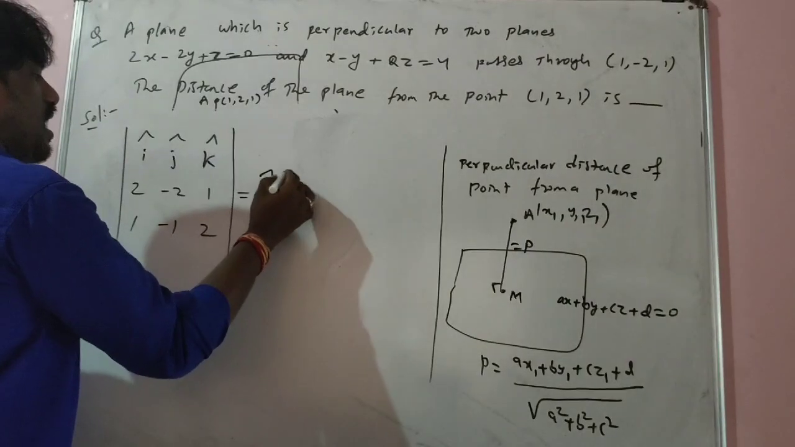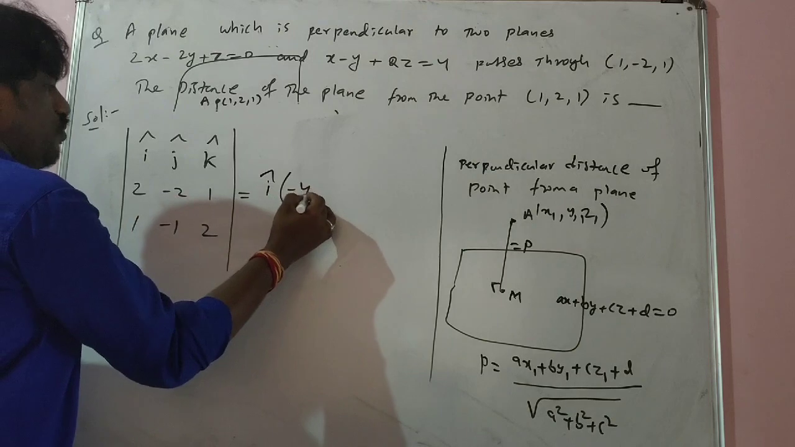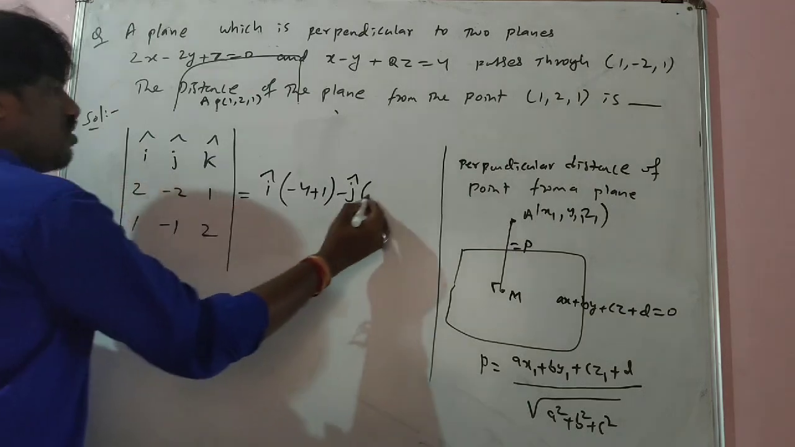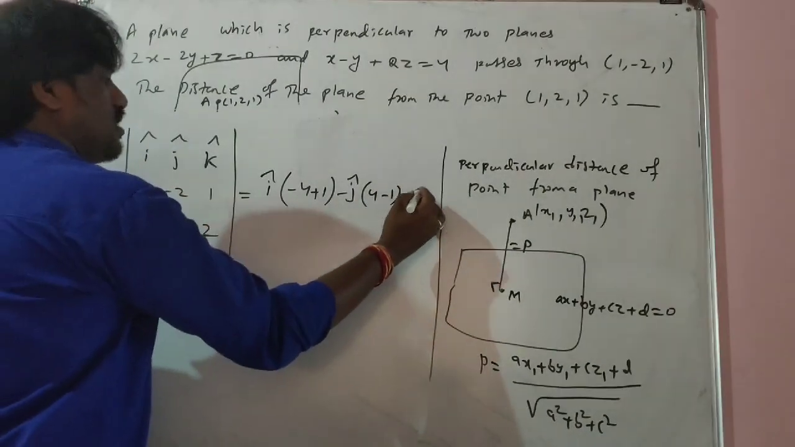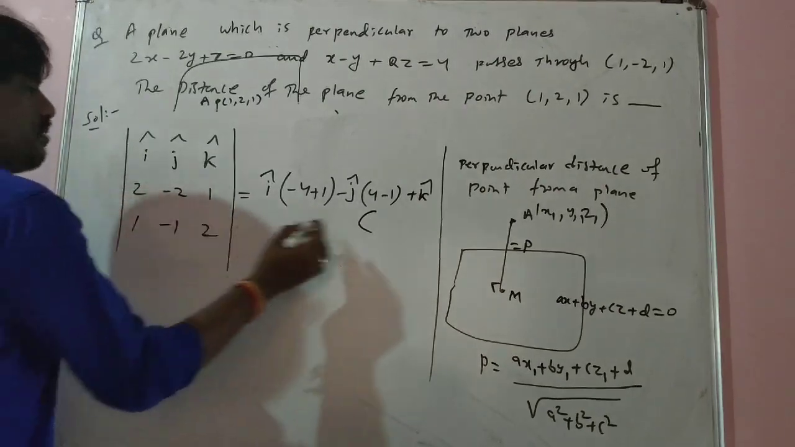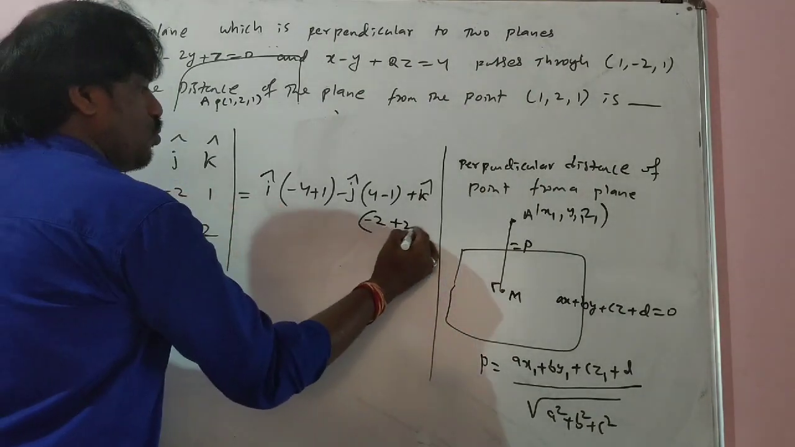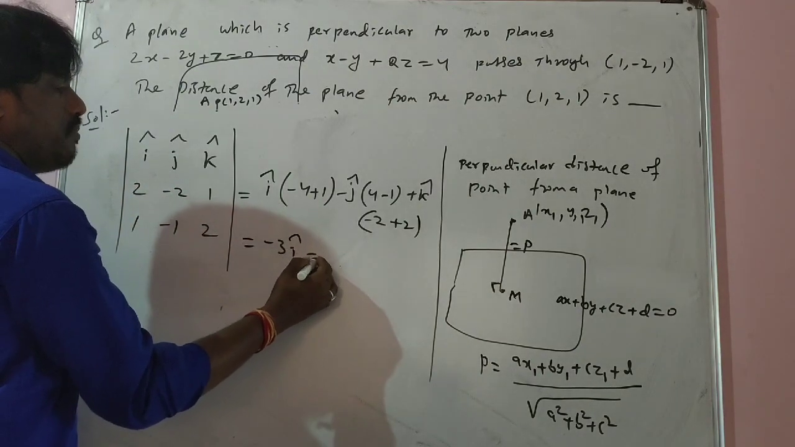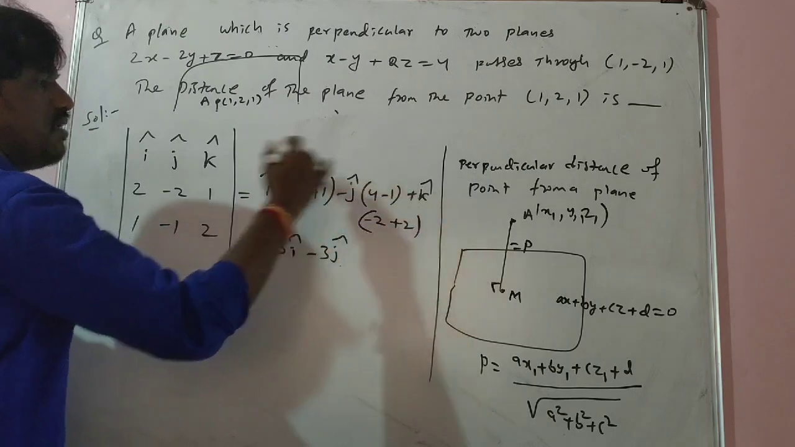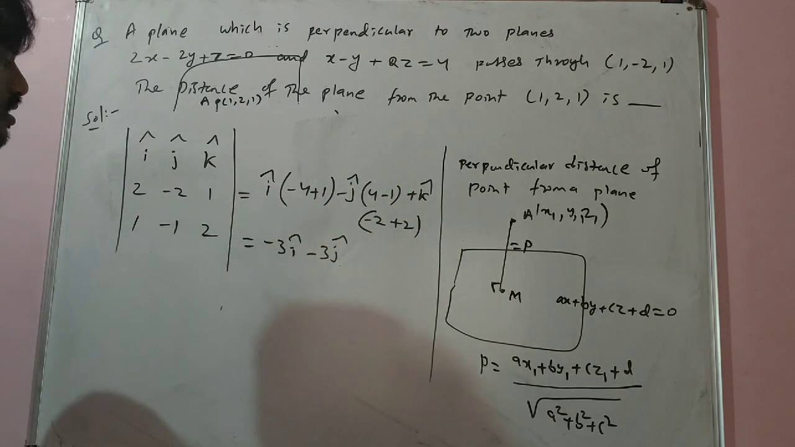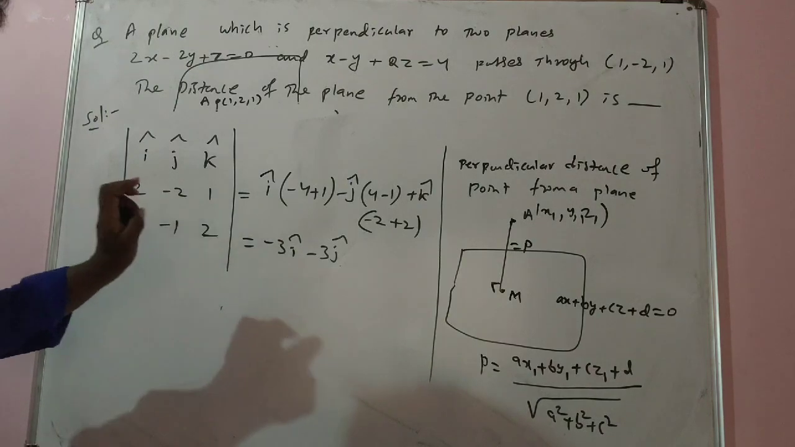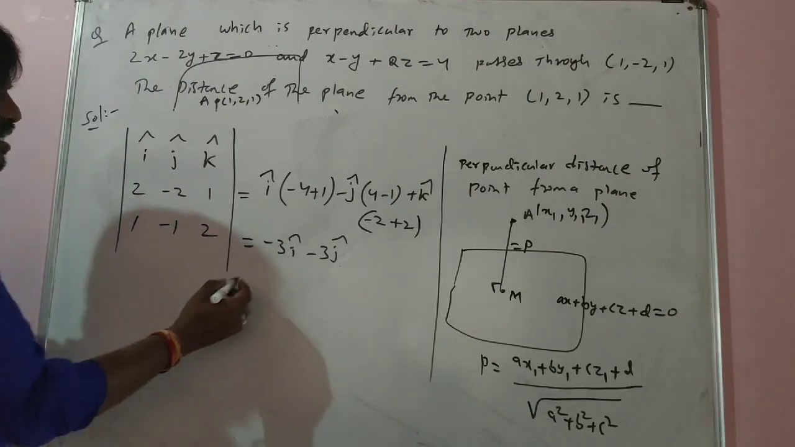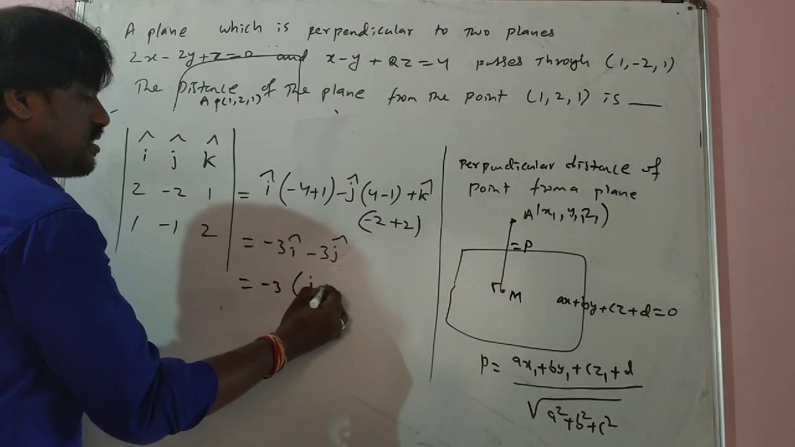So what I am going to get here: 2 times minus 2, so minus 4, minus of minus into minus, plus 1, minus j cap. That is, I am going to get 2 2's of 4 minus 1 1's of 1, plus k cap. I am going to get here 2 1's of minus 2, minus into minus, plus 2. So what I am getting here is minus 3 i cap plus 3 j cap, and this will be 0. If I take minus 3 common, I get i plus j.